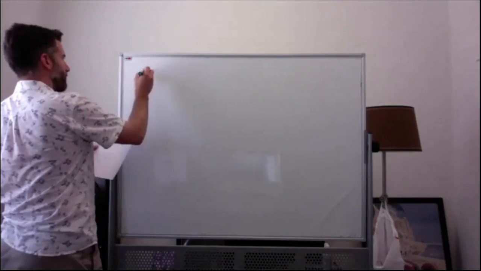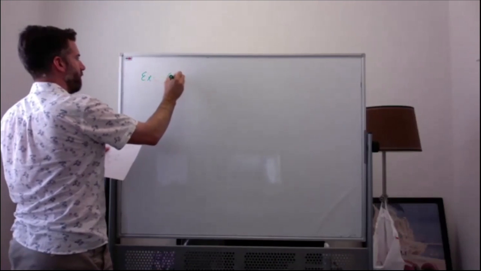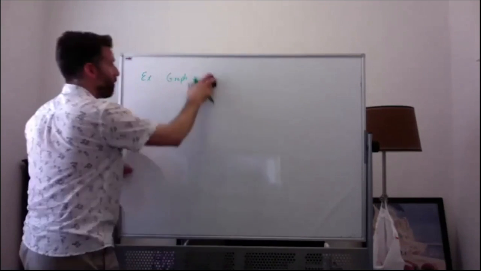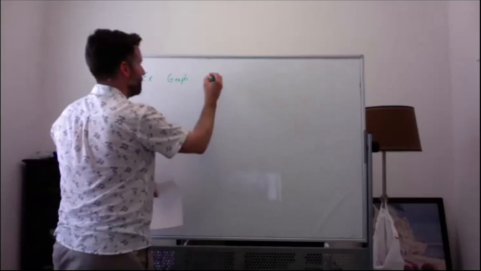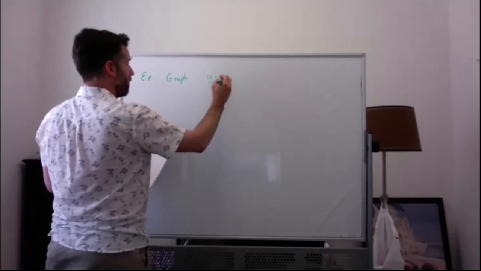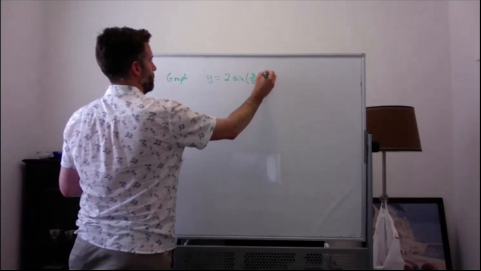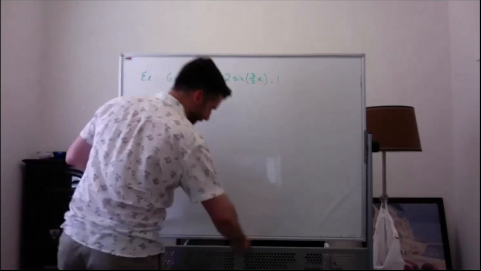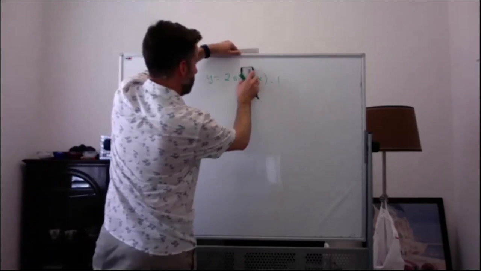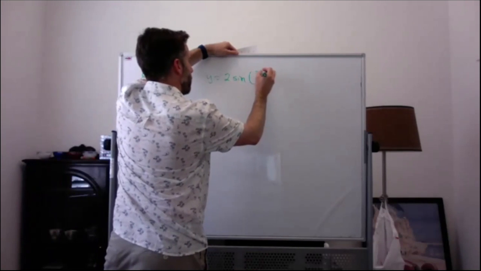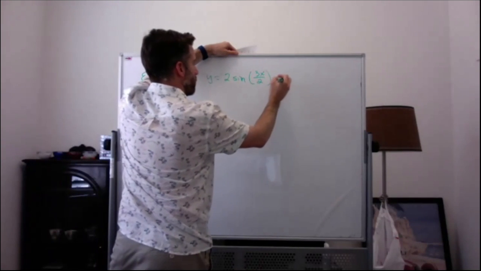So let's look at this example. Let's graph y equals 2 sine of 3x over 2 minus 1. Actually, I'm going to write this slightly differently, just to make you think a little bit harder.